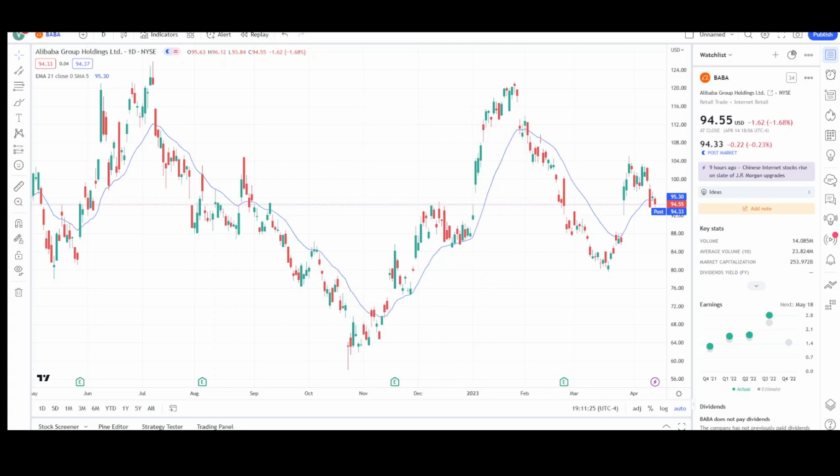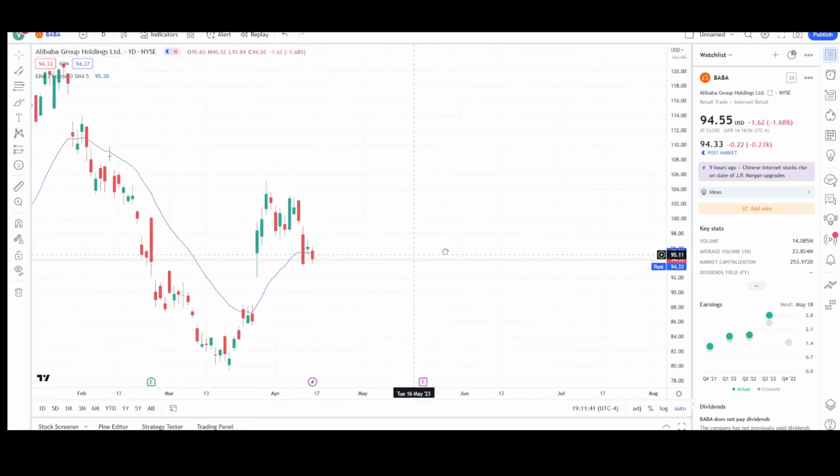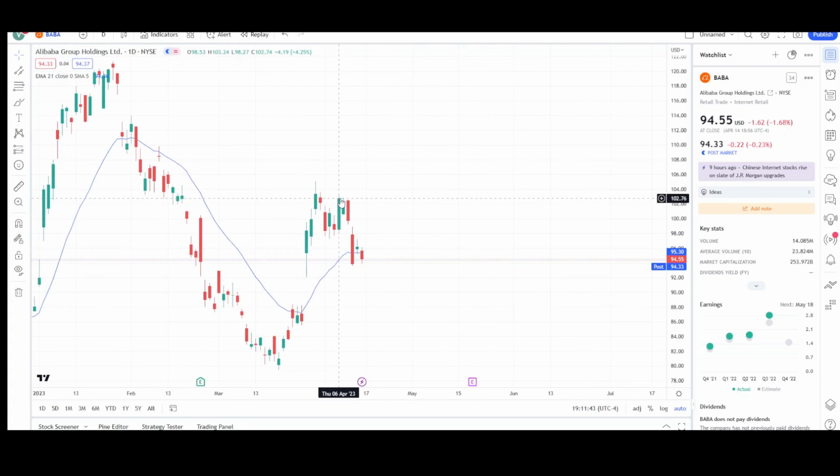I will first go over what I see on the daily chart and finish the video off with the weekly chart. Here we have the daily chart for Alibaba, and last week when I did my analysis, prices were right around the 102.76 level. That was last Thursday.